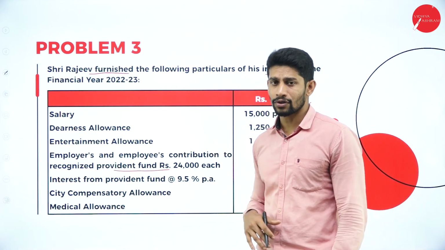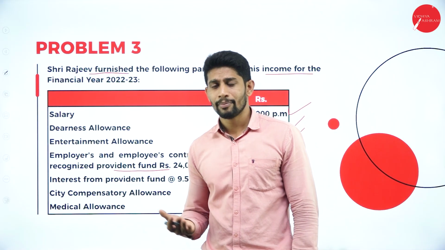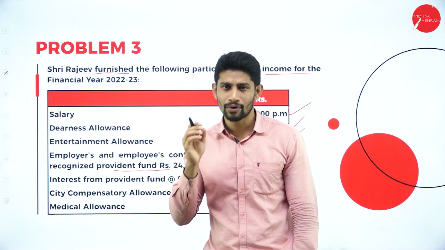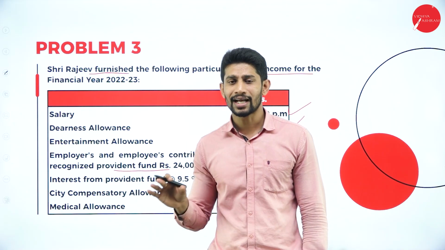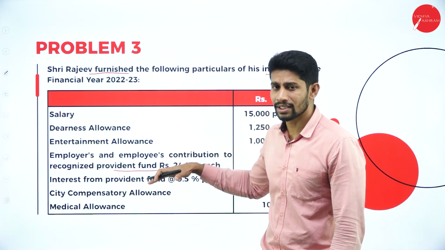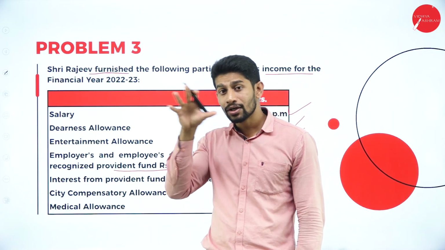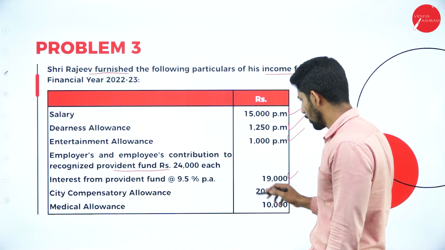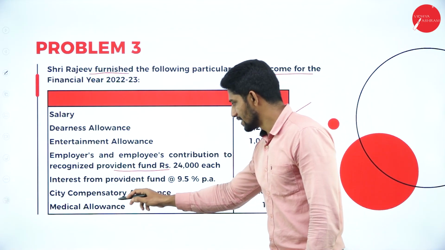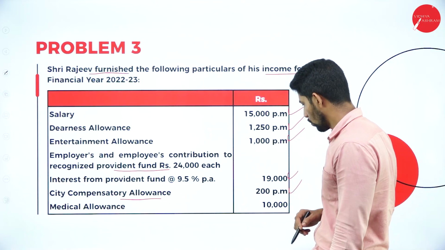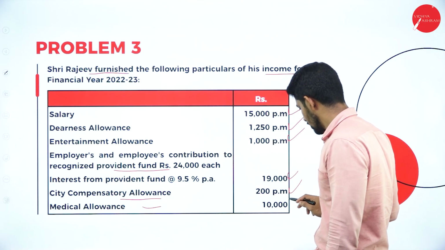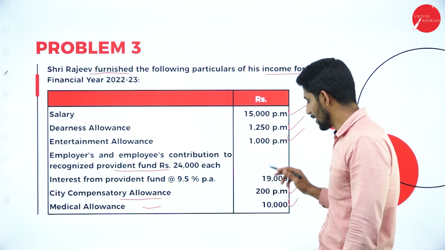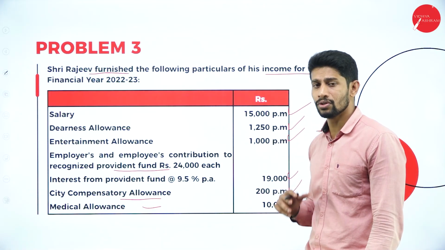Here the employee is also contributing, the employer is also contributing, but the employee contribution comes under deduction. It is not taxable. It's a deduction, but we will not give the deduction under salary, we will give the deduction under total income of that particular employee. Next, interest on provident fund 9.5%, 19,000. CCA, city compensatory, 200 per month. Medical allowances 10,000 rupees. It is not mentioned per month, so we will take only 10,000 rupees and will not multiply it by 12 months.